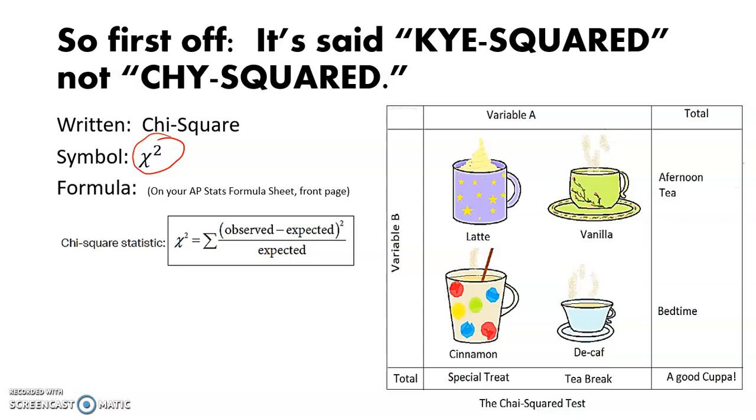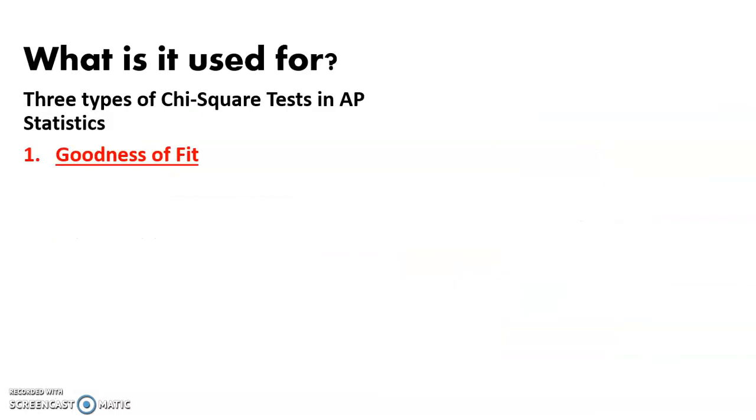And then the formula for this chi-squared value is actually on the AP Stat formula sheet. It's on the front page, and we'll talk about how to use that just in a little bit. All right, and I have a little comic here. Remember, we are talking about chi-squared, not any sort of t or anything like that.